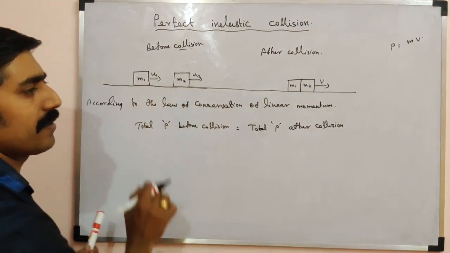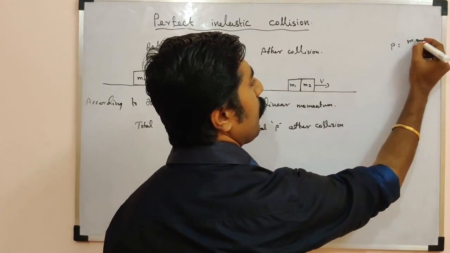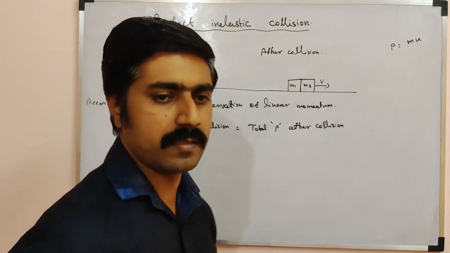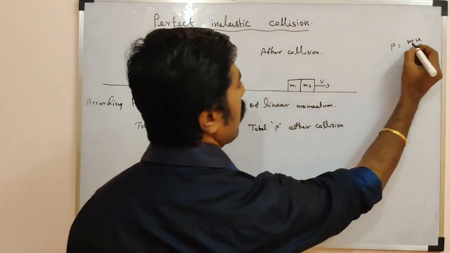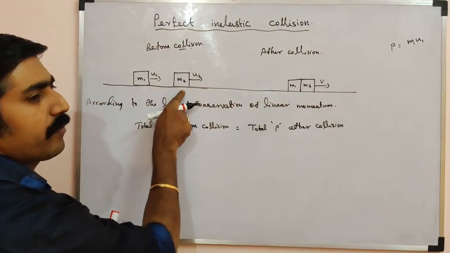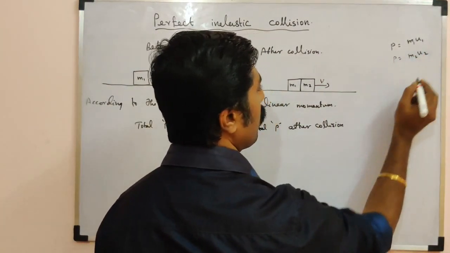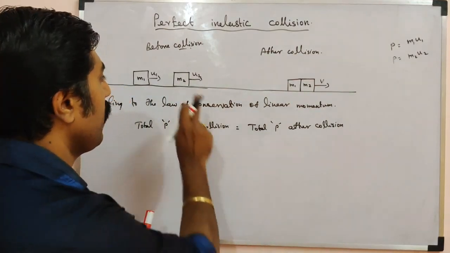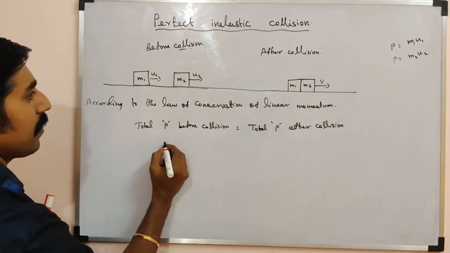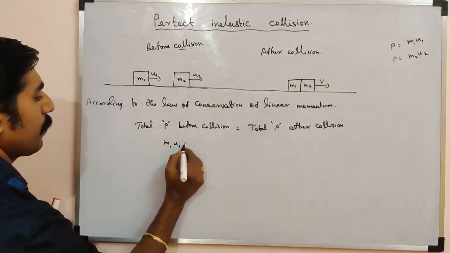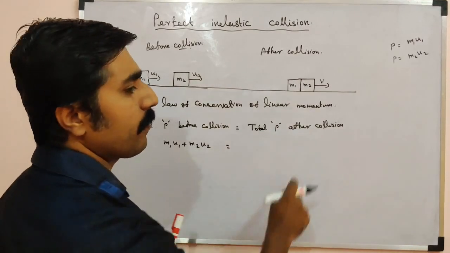Before collision means there is initial velocity, so in place of v we need to put u. u is nothing but the initial velocity before collision. But two objects are there: for the first object m1 u1 and for the second object m2 u2. Total momentum means we need to add. So total momentum before collision is m1 u1 plus m2 u2, which is equal to the total momentum after collision.